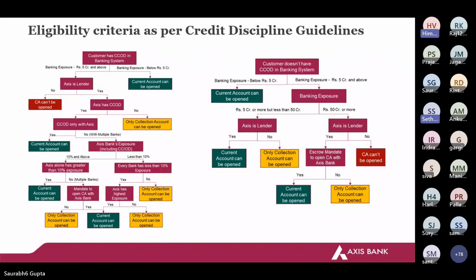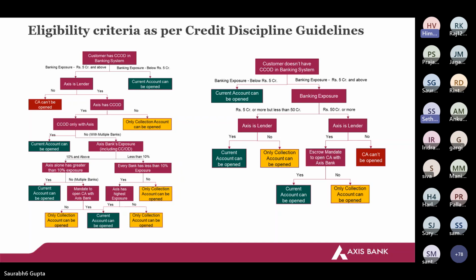If Axis Bank is a lender, then we will have to check whether Axis Bank has a CCOD or not. If the CCOD is yes, then a current account can be opened. And if it is no, then again you will have to get into the nitty-gritties of what percentage of exposure Axis Bank has, whether it is 10% or above. Depending upon that, it will be decided whether a current account can be opened, or only a collection account can be opened, or a current account itself cannot be opened. So all these are a little bit tricky in terms of understanding the guidelines. So what we have come up with is two annexures, Annexure 1 and Annexure 2.